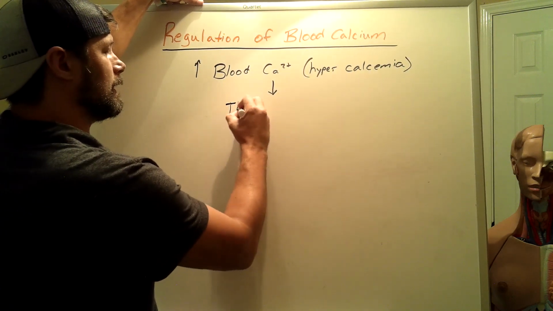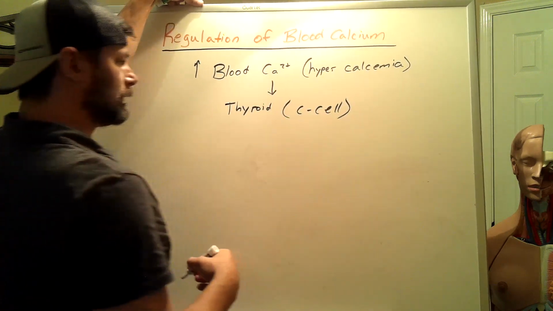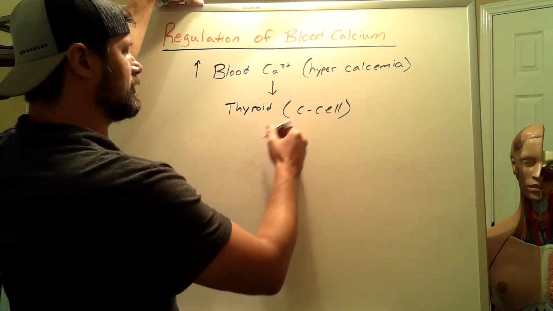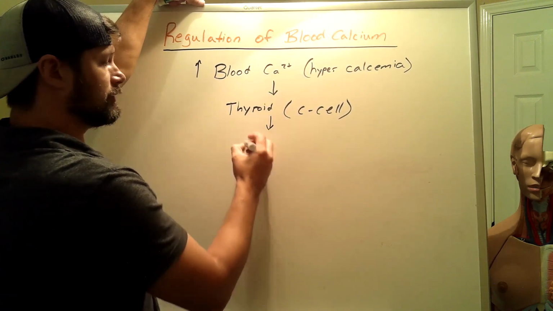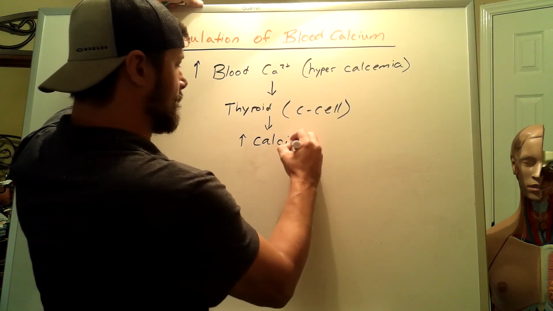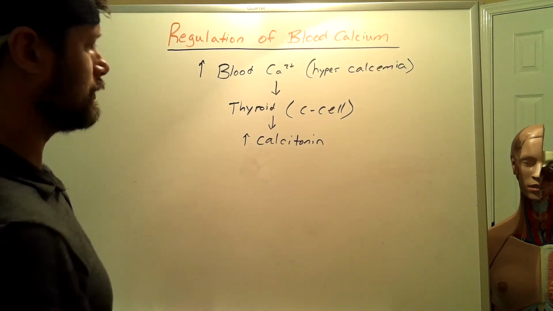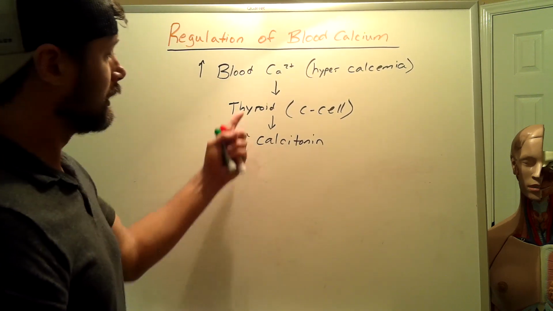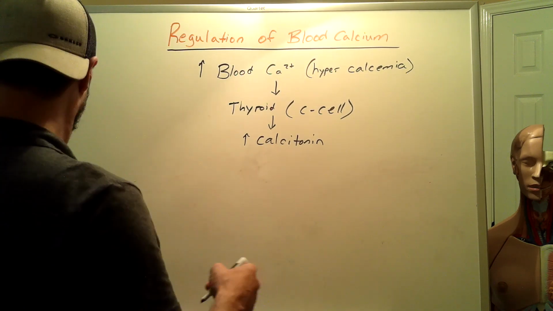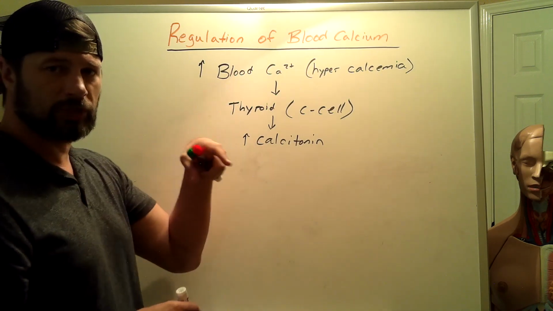The thyroid gland. Okay, and the thyroid gland, more specifically, something called the C cell. This cell right here, also known as the parafollicular cell, you guys will learn more about that later. This cell is going to start to secrete calcitonin. Okay, what hormone is secreted from the thyroid gland with a stimulus of an increase in blood calcium? The answer is calcitonin.